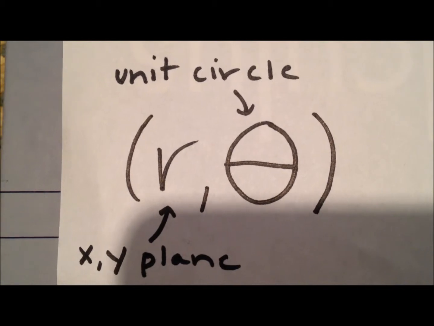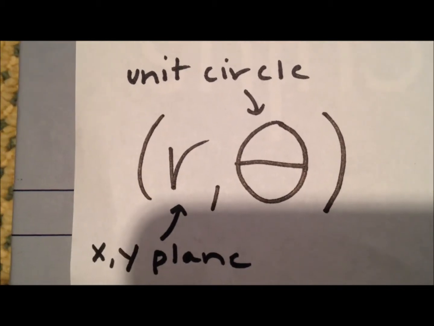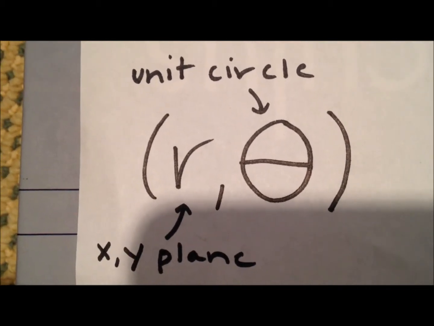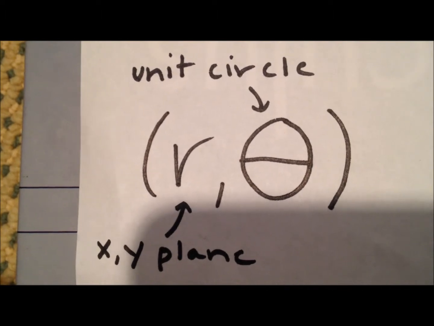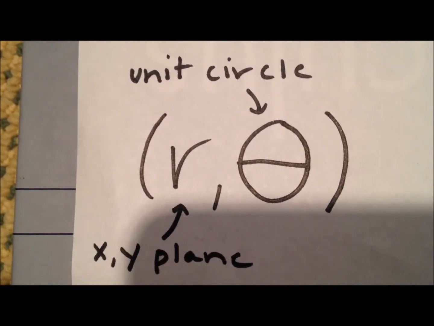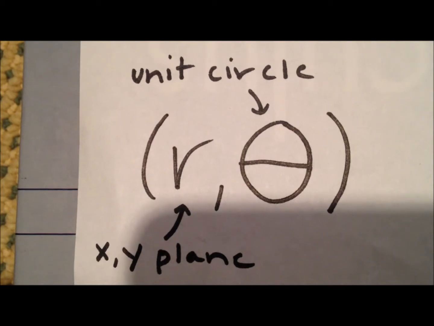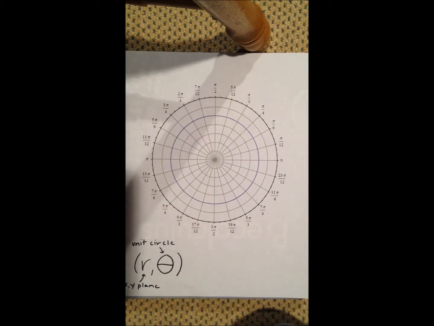A point in the polar coordinate system is r comma theta, where r is the directed distance from the pole and theta is the directed angle from the polar axis. You can think of graphing r as on the xy plane and theta as on the unit circle. Graphing on a polar plane is just like graphing on a combination of the unit circle and xy plane.